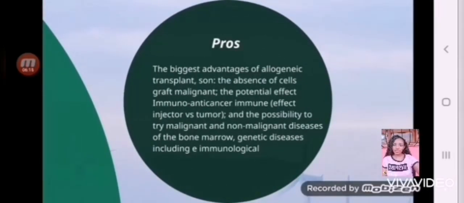Pros and cons. Pros. The biggest advantages of allogeneic transplant are the absence of malignant cells in the graft, the potential immune anti-cancer effects, graft versus tumor, and the possibility to treat malignant and non-malignant diseases of the bone marrow, genetic diseases including immunological.